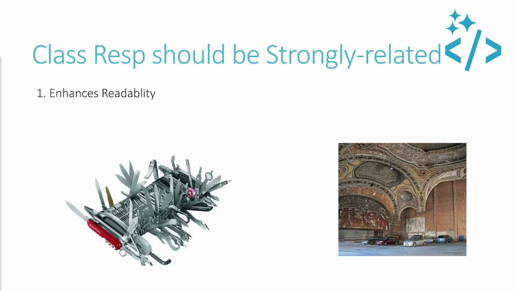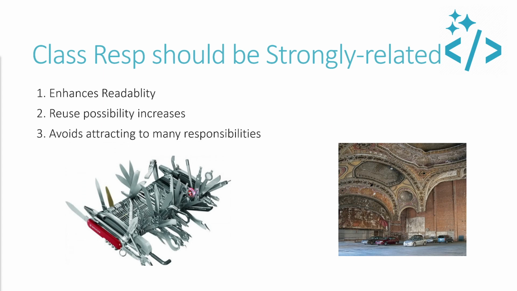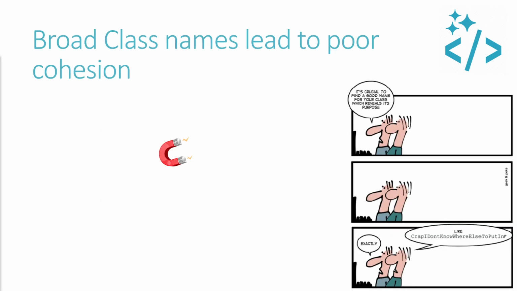So here we have some classes which are doing too many things. This is like a Swiss knife, like a magnet which attracts all the code. So it's not very clear what this does. Also this cathedral, which is so big that it is functioning also like a parking lot. The possibility to reuse should be increased, and like this magnet which attracts too much code, we should create different classes for different functionalities.